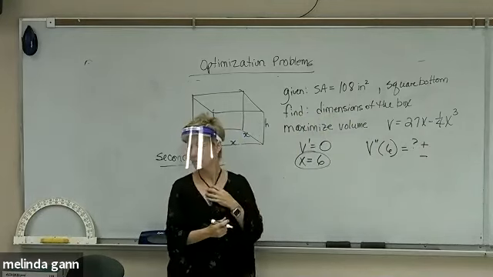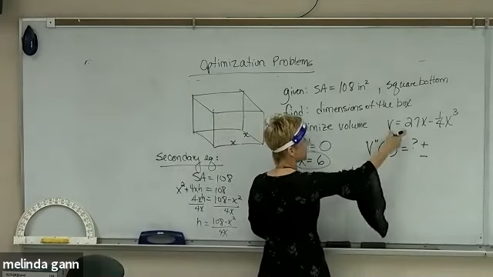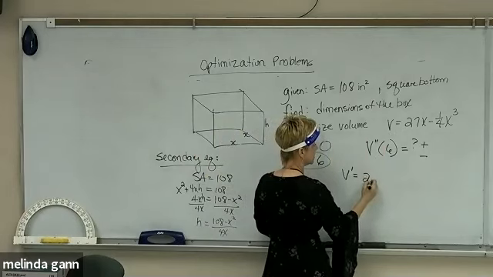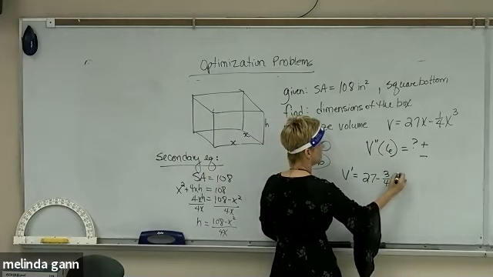That's quicker. Now, let me show you what I'm talking about. What was our first derivative for this? What did we get? We got 27 minus 3/4 x squared.